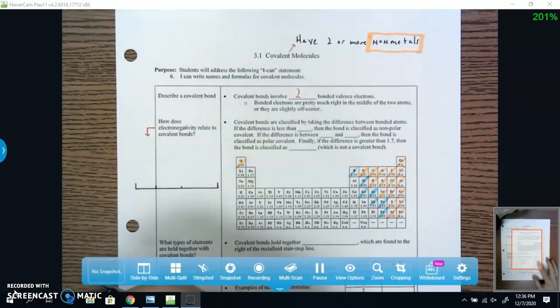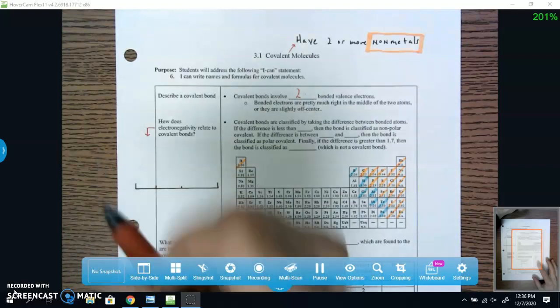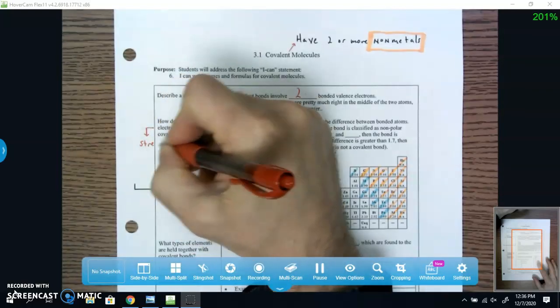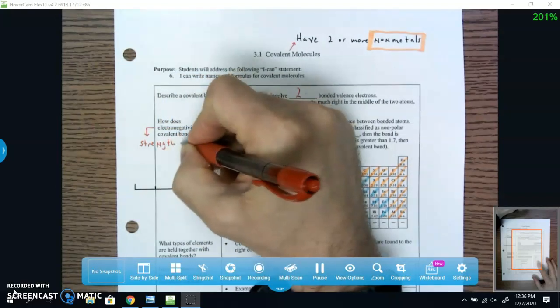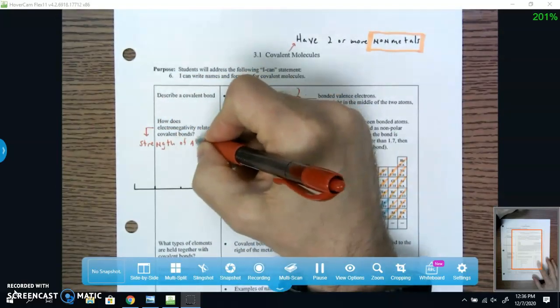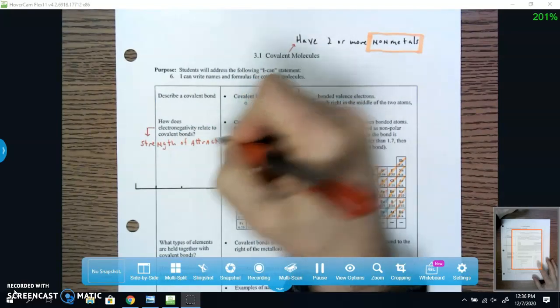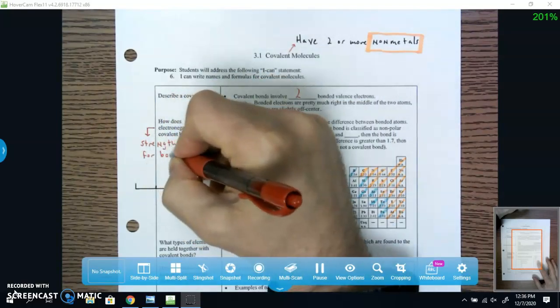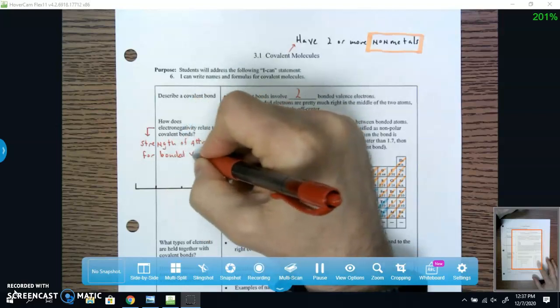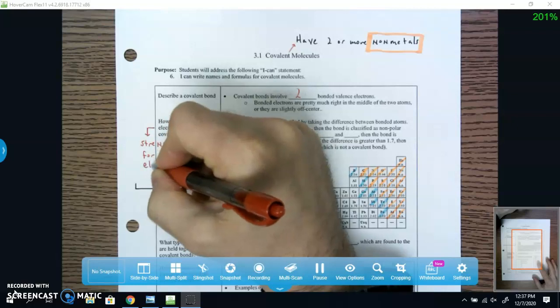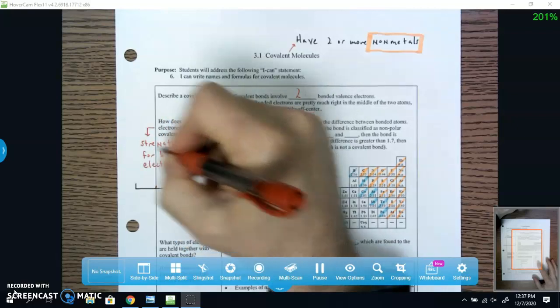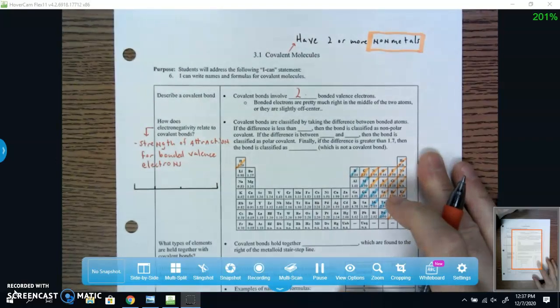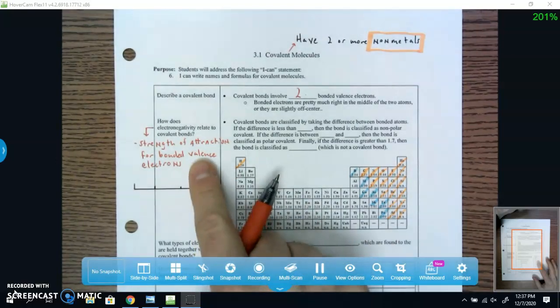But right now, in order for us to understand that, we have to go back and understand electronegativity a little bit. So electronegativity is defined as follows. It is strength of attraction for bonded valence electrons. Electronegativity is defined as strength of attraction for bonded valence electrons. All right, let's get a better understanding of what this means.